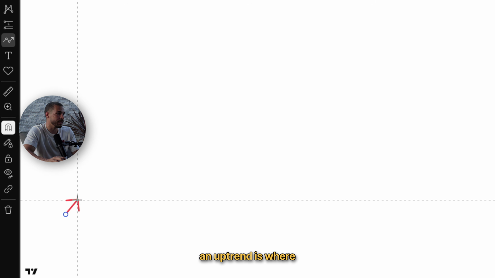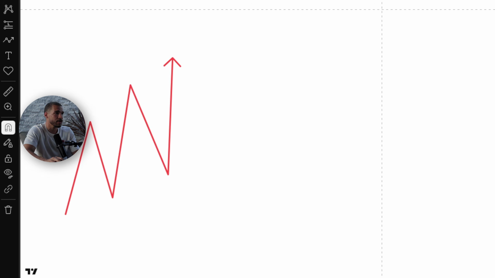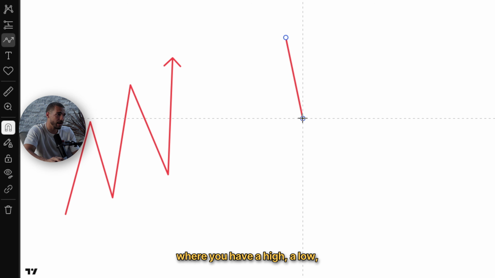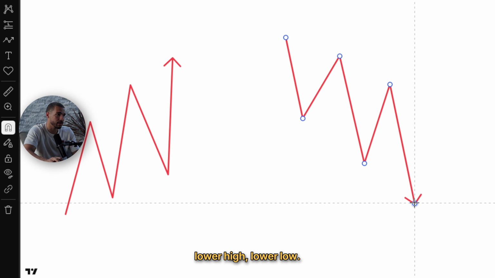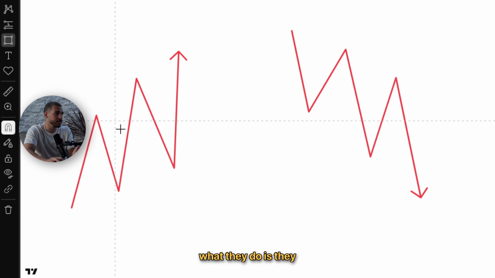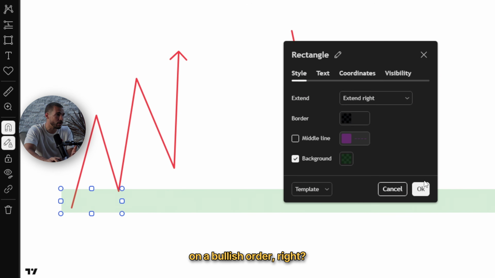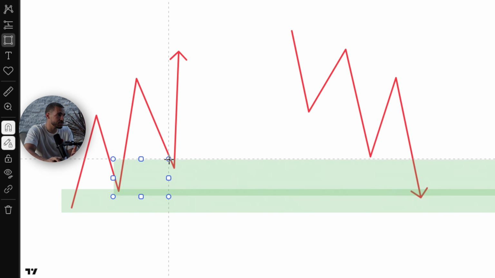We all should know basic uptrends and downtrends, right? An uptrend is where you have a low, a high, higher low, higher high, higher low, higher high. And then a downtrend is where you have a high, a low, lower high, lower low, lower high, lower low. Now, price doesn't pull back to random areas. What they do is they pull back to demand levels. This would be considered a demand level on a bullish order, right? Same as this over here.